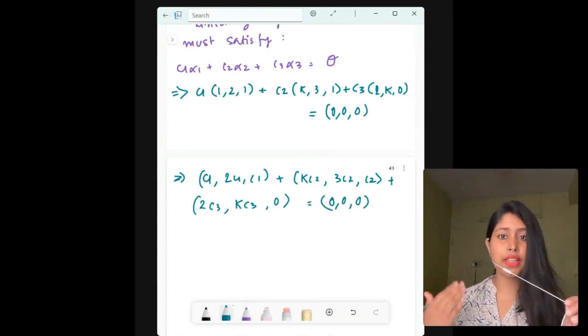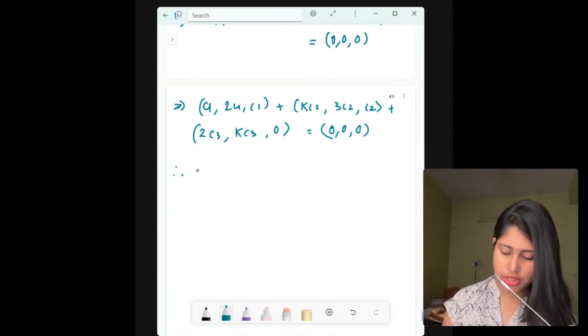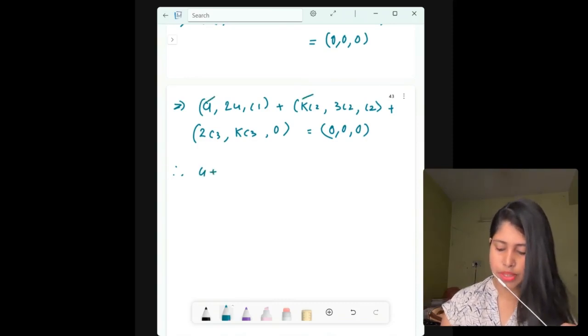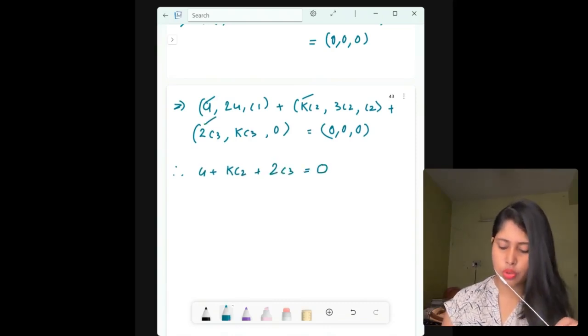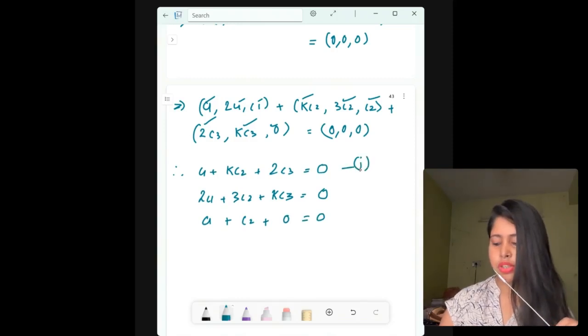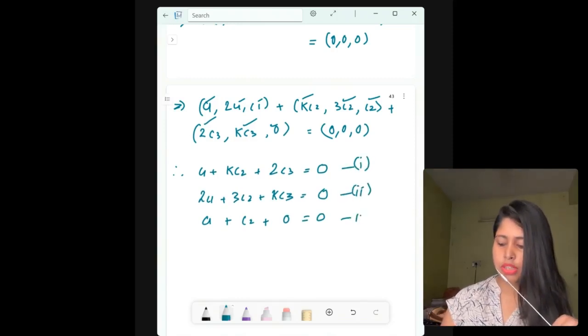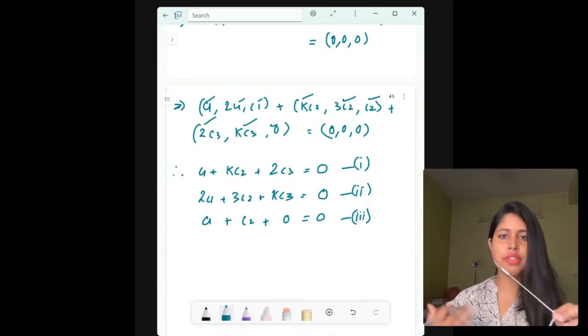And then we will get three equations from here. So what are the three equations? I'm writing it directly. The first is c1 plus kc2 plus 2c3 equals 0, and next is 2c1 plus 3c2 plus kc3 equals 0, and the last equation will be c1 plus c2 plus 0 equals 0. So this is the first equation, then comes the second equation, then comes the third equation.